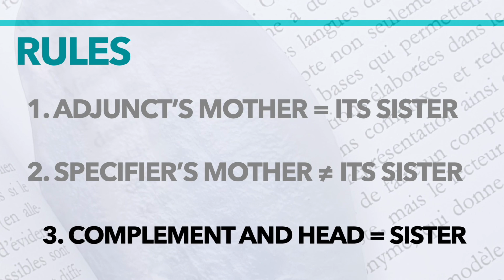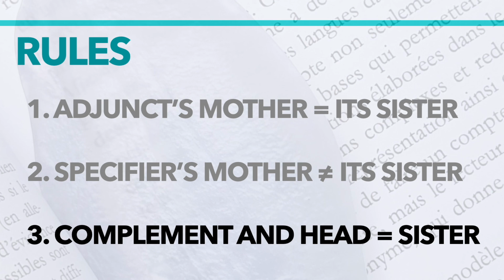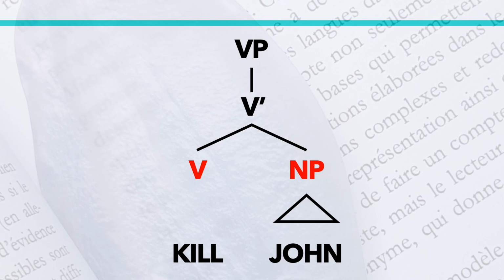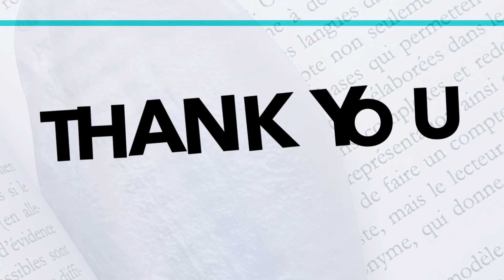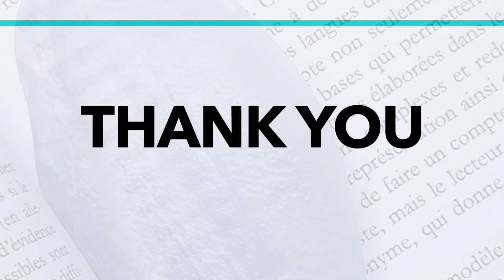Third, the complements and the heads should be sisters. In this structure, we can see that the complement John and the head V, kill, are sisters. If you remember the principle and the rules introduced in this video, you will be able to draw all the syntactic trees you need with ease.